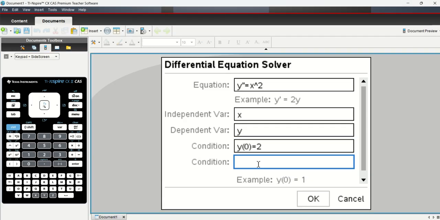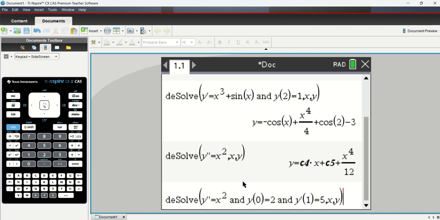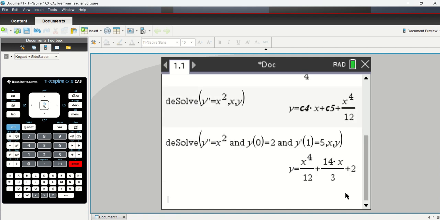And so we can put our second one in here, y dashed 1 equals 5. And so there I've put all my conditions in, and you'll see how the calculator does it. Again, DEsolve, you write down what the DE is. Then you say if there's any conditions, you go "and". Then you write down a condition and then space and "and" again, and then write down your second condition, comma x, comma y, and you'll see that it solves for that C4 and the C5 above. It gives you that.